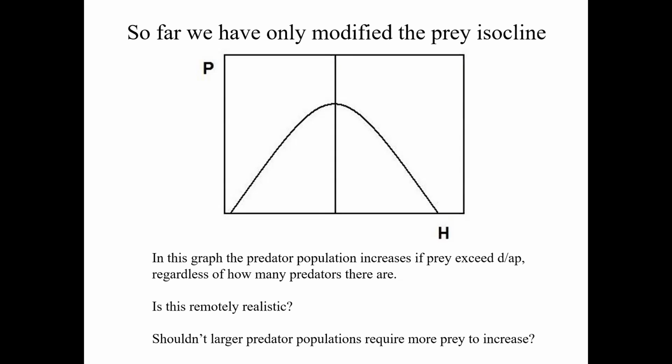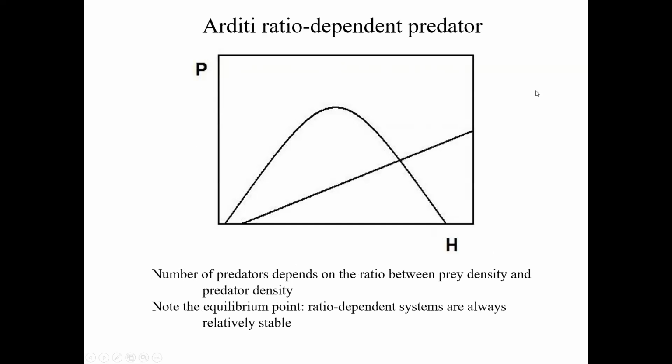Well, that's kind of stupid. You know that that's not true. Larger predator populations should require more prey. So that thing should not be straight up and down. It should not be a constant. If you have this number of predators here, you might need a relatively low number of prey. But if you have this number of predators, you should need way more prey. This line shouldn't be straight up and down. It should slope. It should look something like that.